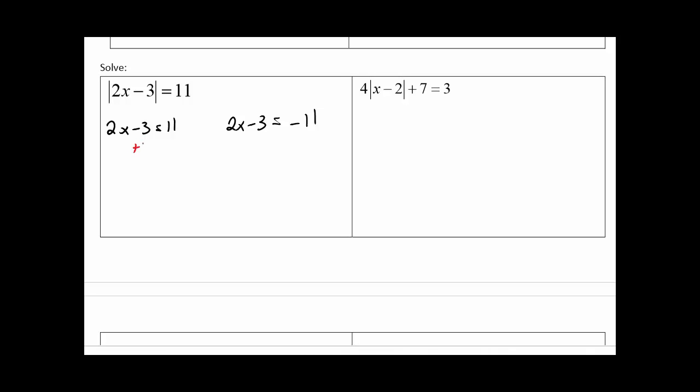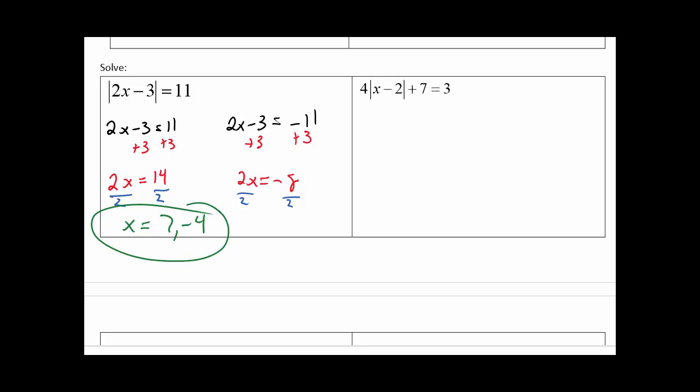First step, add 3 to both sides. So we get 2x equals 14 for one side, and 2x equals negative 8 for the other. Then I want to divide by 2. And so I end up with x equals 7 and negative 4 as our solutions for that one.